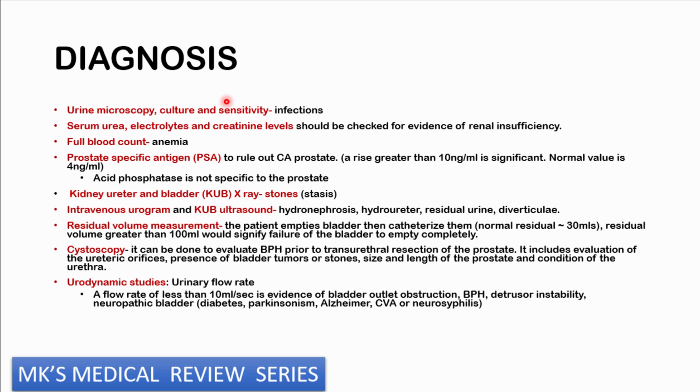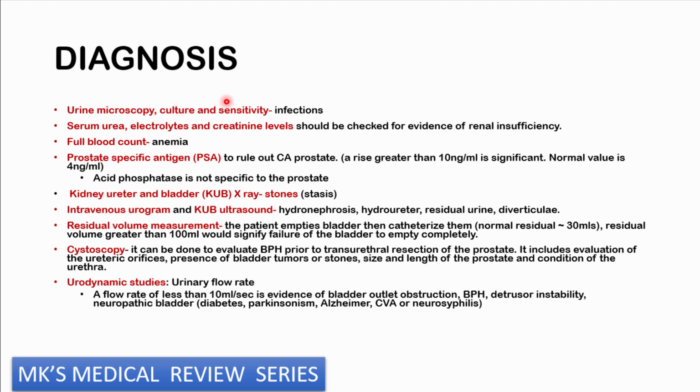You want to order a full blood count to check for anemia, because in view of the renal failure, remember that the kidneys do produce erythropoietin, which is needed for synthesis of red blood cells. You may also do a prostatic specific antigen to rule out CA prostate. A rise that is greater than 10 nanograms per mil is significant. Remember that the normal value is around 4 nanograms per mil.